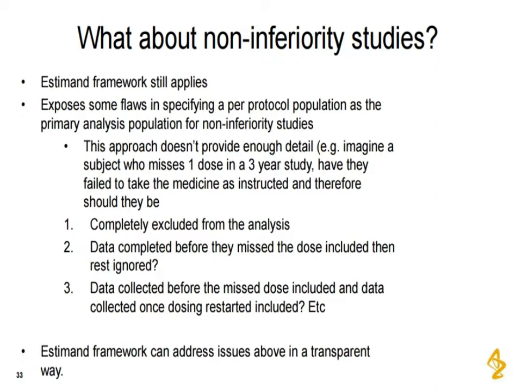Similarly, you can get into difficulties talking about per protocol populations. Imagine we're doing a 3-year trial and a subject misses one dose. If you hadn't specified it very carefully, maybe they're not in the per protocol population. But that seems a bit crazy because they only missed one dose of medication in 3 years. But maybe that's because you didn't define it properly in your protocol. Even then, say they missed 2 doses, 4 doses, 8 doses. At some point, you might think that this patient shouldn't be in that population that's looking at people who are taking the drug more as instructed than as they did in real life.